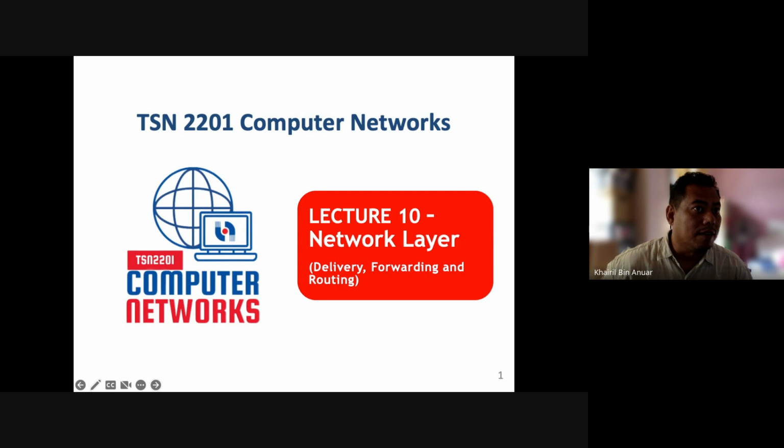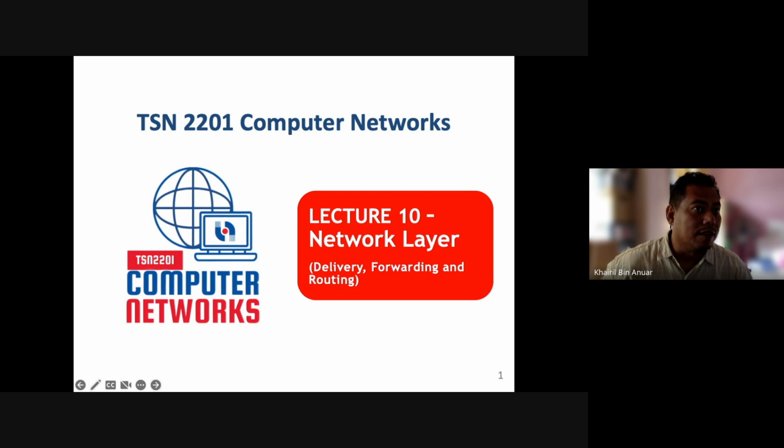So for today, we will have the discussion on network layer: delivery, forwarding, and routing. This is the continuity of the network layer, IP addressing, and so forth. Now we will look into how the packet is being delivered, especially for routing purposes.